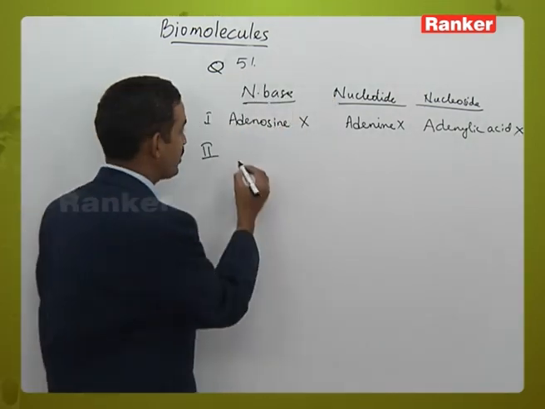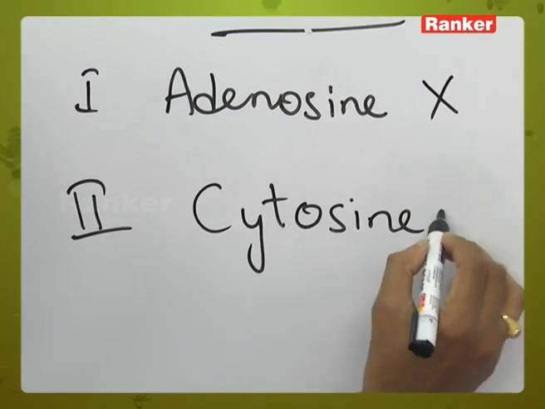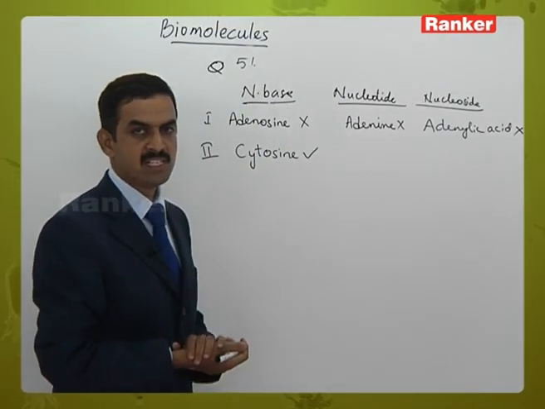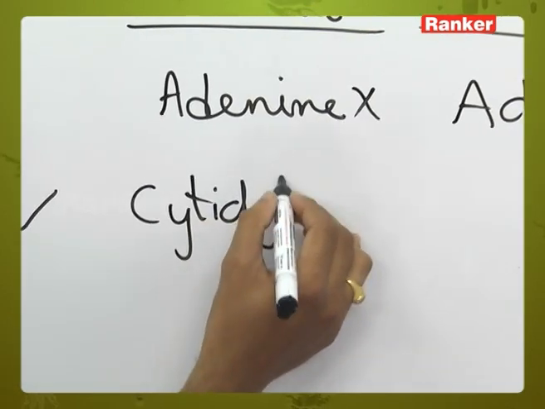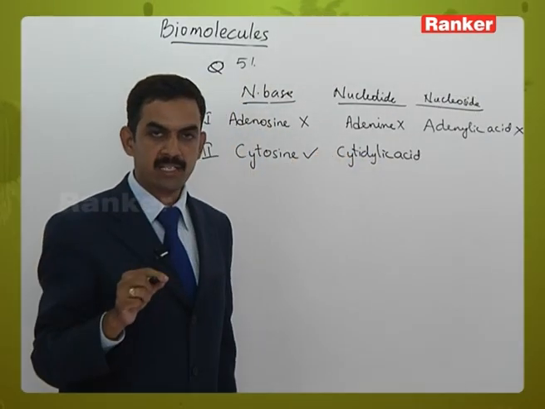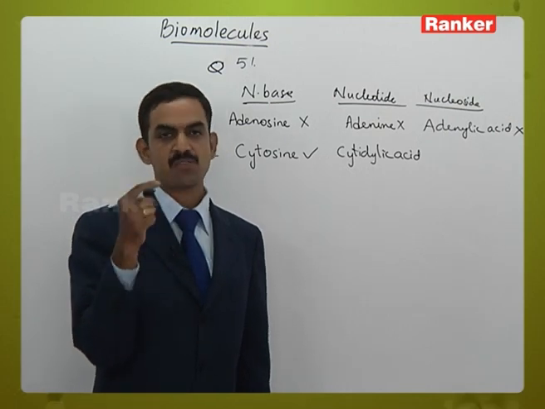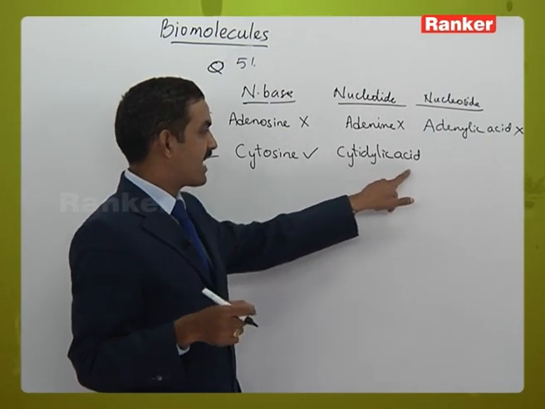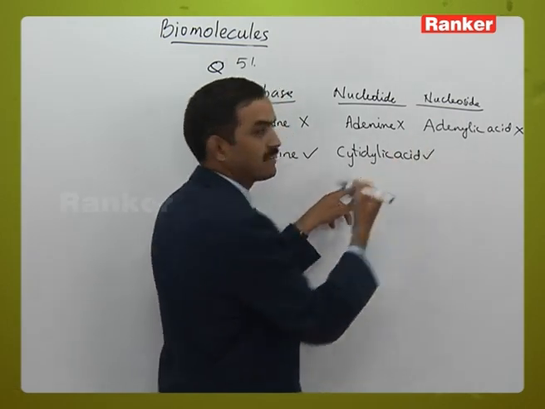Second one, cytosine under nitrogen base. Okay, this is correct because cytosine is a type of nitrogen base which is pyrimidine. And second one, cytidylic acid. As I said, when we are saying acid, it should be a nucleotide because nucleoside plus phosphoric acid. Here as we are saying acid, it is a part of nucleotide, so it is correct.